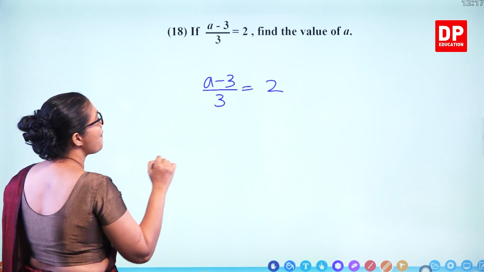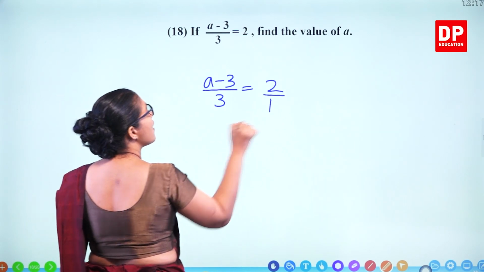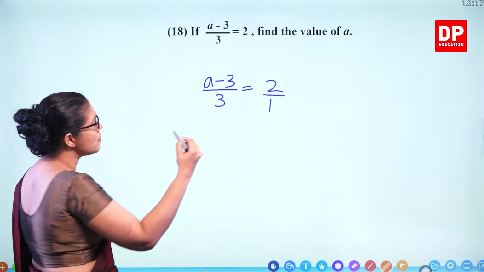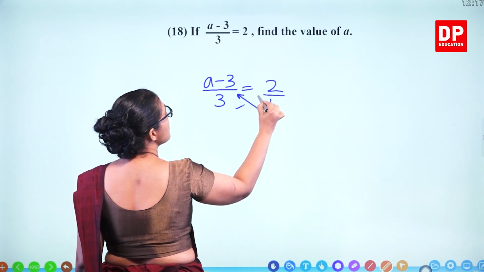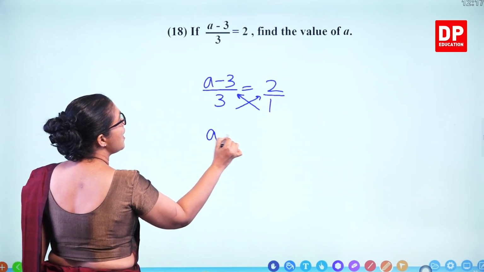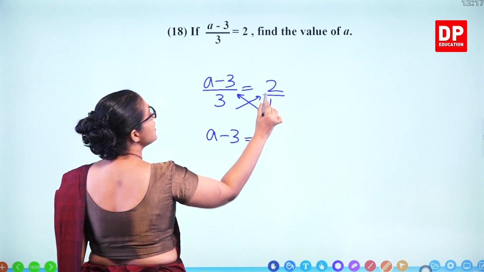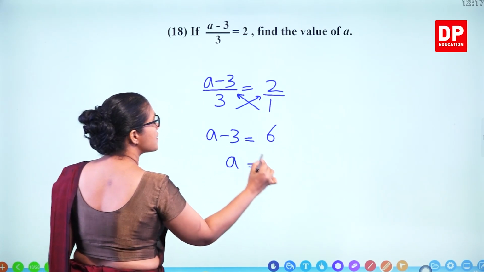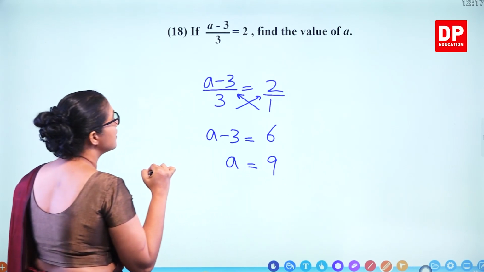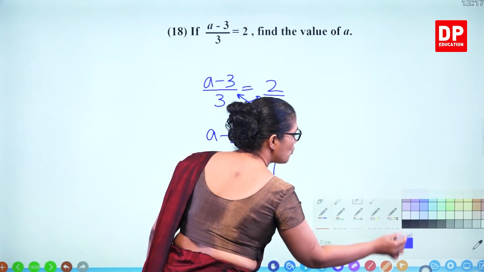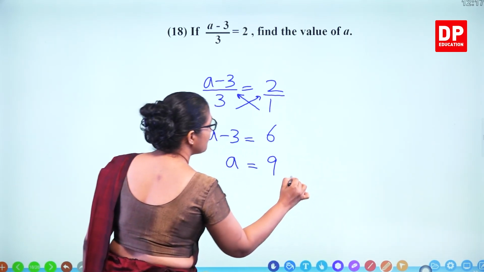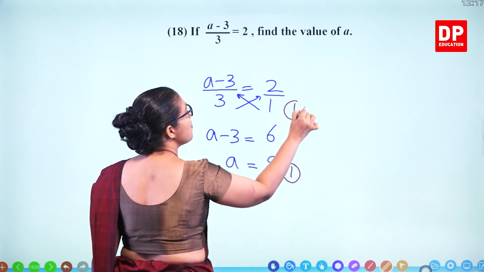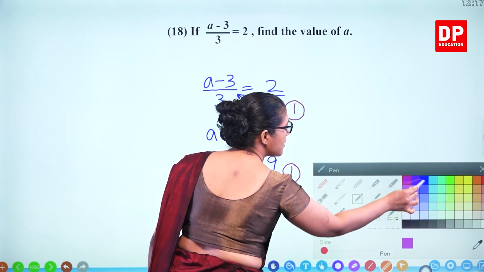Find the value of A. What you do? You can write this one as 1 and cross multiply. Cross multiply, you get A minus 3 is equal to 3 times 2, which is 6. So what's A? 6 plus 3, 9. Gain 2 marks. 1 mark here and 1 mark for the method.